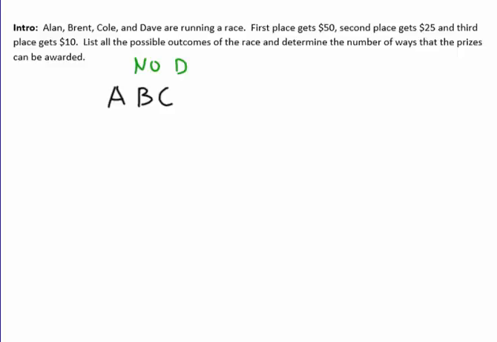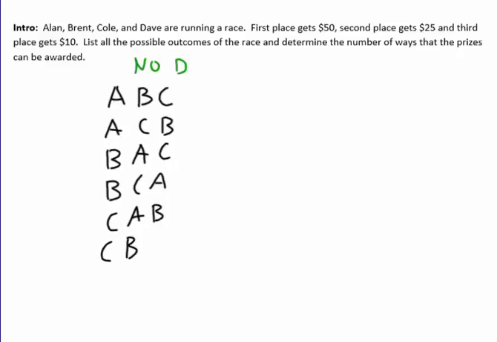Well, we could also have A, then C, then B. B could have come first, followed by A, C. Again, B could have come first, and then it was C, A. Well, C could have come first, followed by A, B, and C could have come first, followed by B, A. And that's the number of possibilities where Dave doesn't finish in the top three, and the other three finish the race. Pause the video for a second and see if you can list the rest of the possible outcomes.